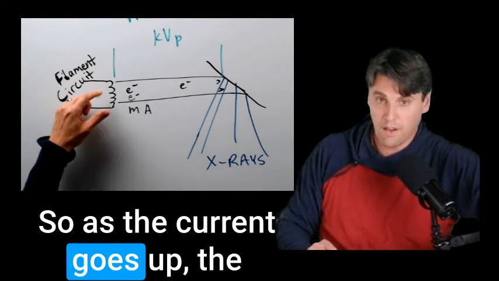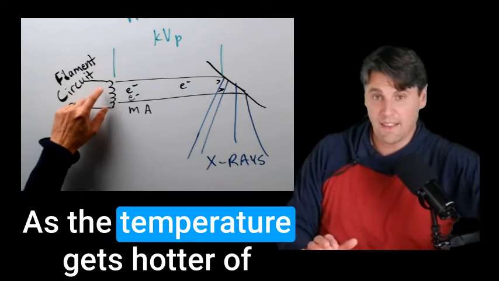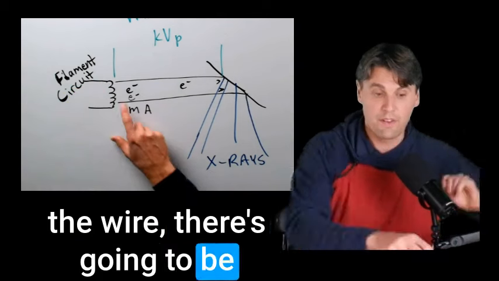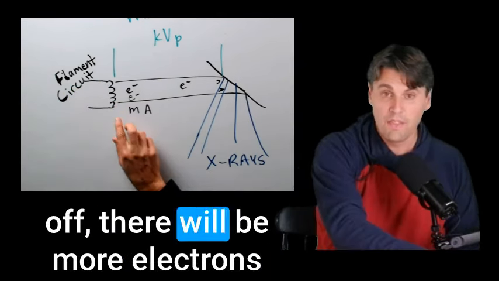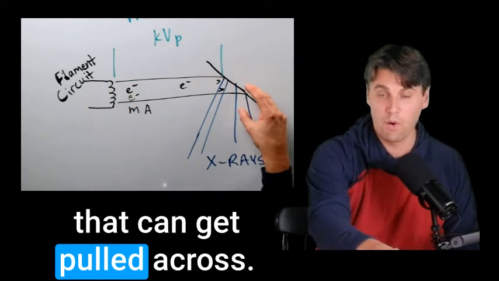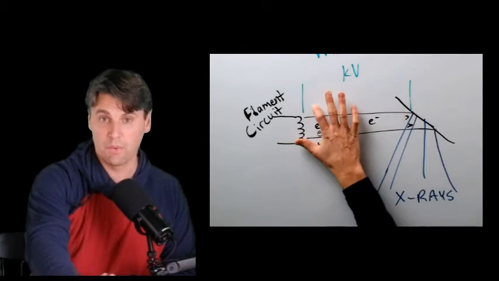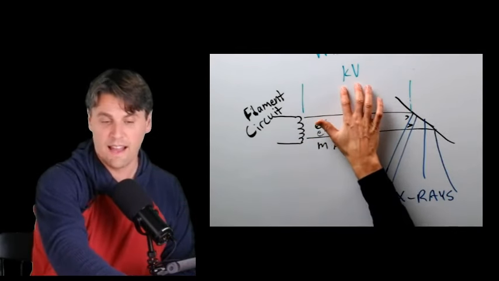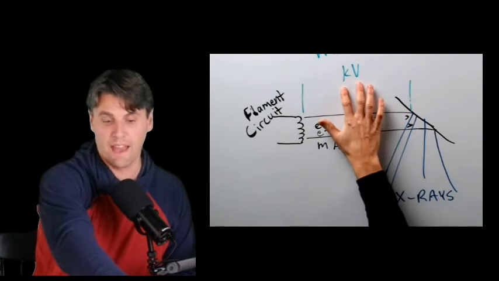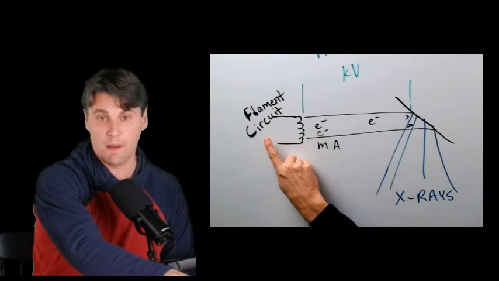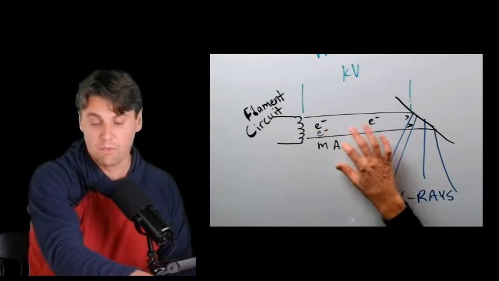So as the current goes up, the temperature gets hotter of this wire. As the temperature gets hotter of the wire, there's going to be more electrons boiled off. As more electrons are being boiled off, there will be more electrons that can get pulled across. It's the KV or the kilovolt difference between here and here. Ideally, that KV is just equal to the KVP, but sometimes there can be ripple in the KV. And then the mA is determined by the filament circuit. The rate at which the electrons are boiled off is going to determine the rate at which the electrons can come across here.